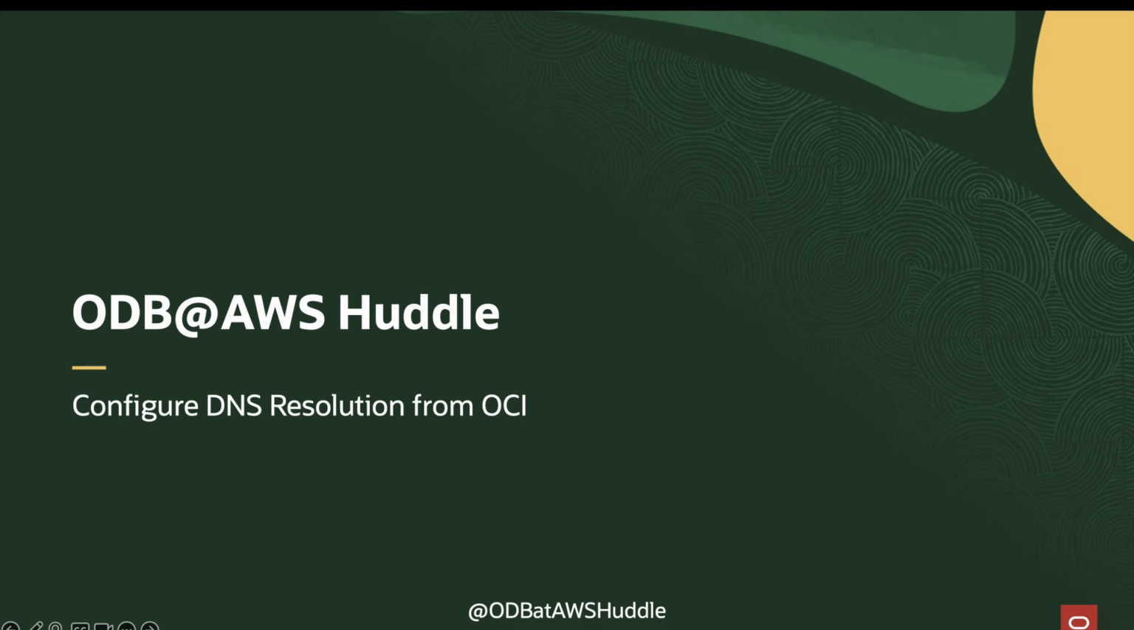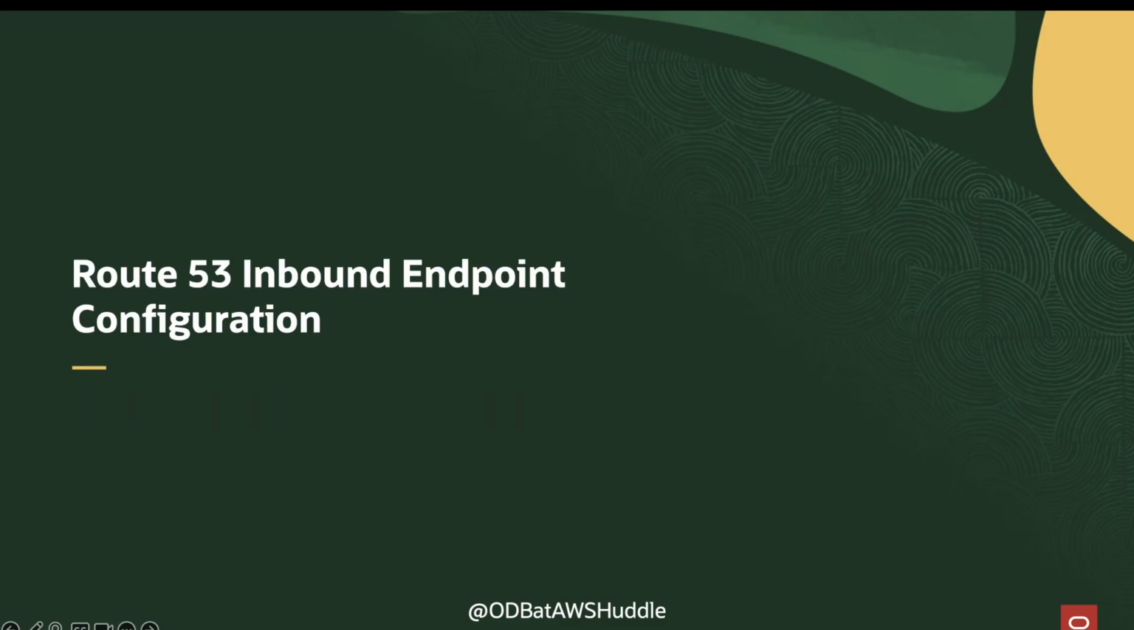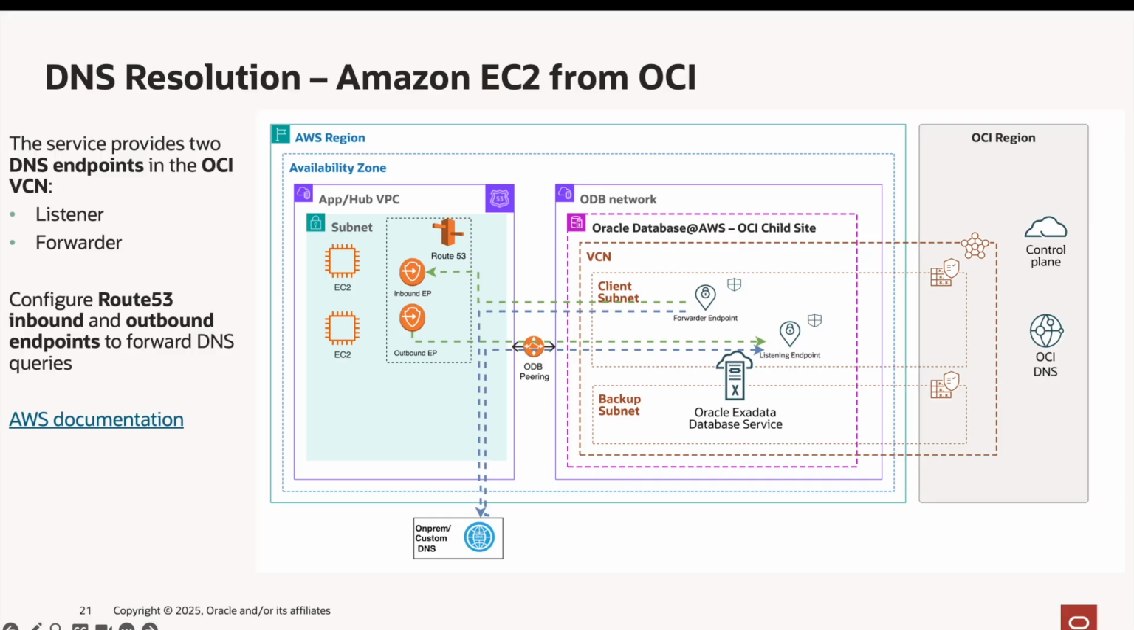In this video we will show you the required steps to configure DNS resolution from OCI. When the ODB network is created, two private resolver endpoints are deployed in the corresponding VCN within the OCI linked tenancy. One endpoint serves as a listening address and the other as a forwarding address. However, DNS resolution is not enabled by default.